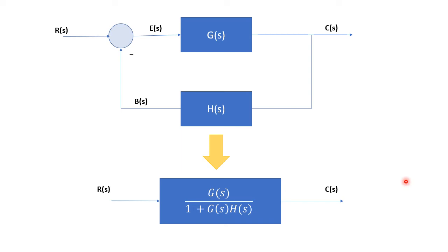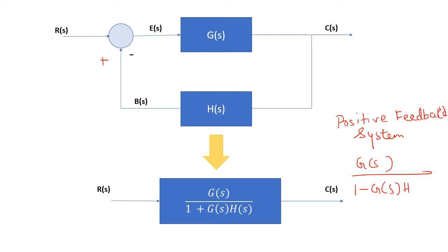So here C of S is the output and R of S is the input. So this is what we have seen. This is for a negative feedback system. If it is a positive feedback system, what is the change? The change over here is that instead of minus, this sign becomes plus, and the transfer function for a positive feedback system will be G of S by 1 minus G of S into H of S. The only thing that changes is the sign in the denominator.